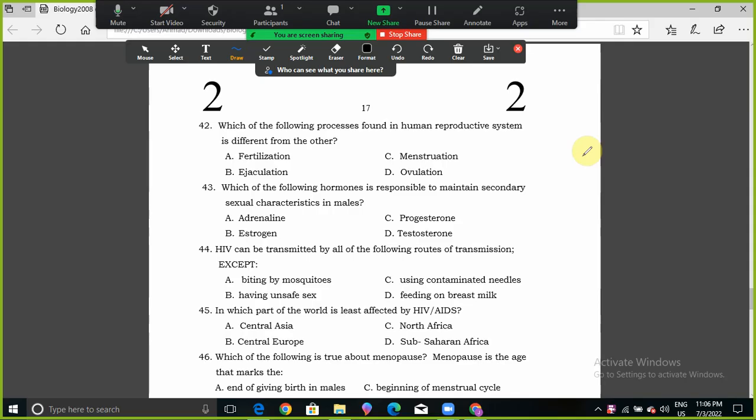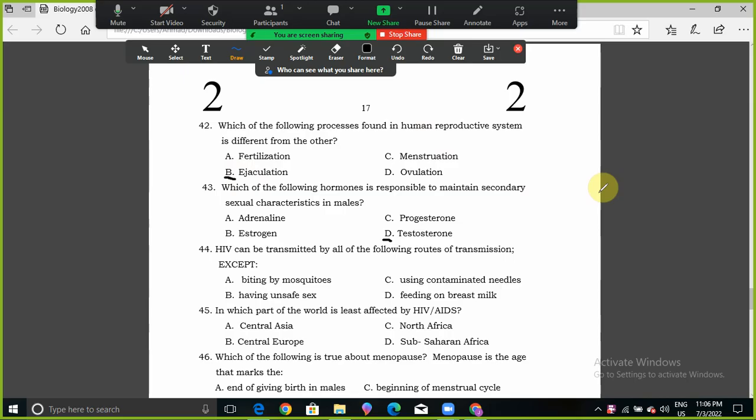Now question number 43 says: which of the following hormones is responsible for maintaining secondary sexual characteristics in males? Adrenaline, estrogen, progesterone, or testosterone? The answer is testosterone, which is choice D. And here it was choice B, ejaculation, right?